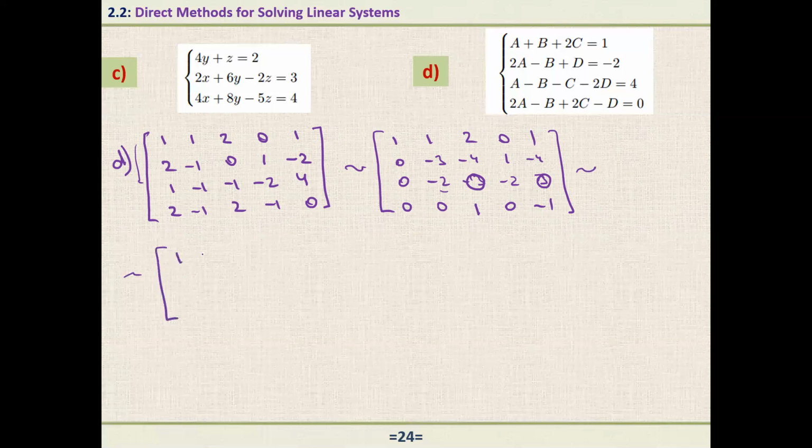Let me rewrite this. All right. Here we have 1, 1, 2, 0, 1, 0. Multiply them by negative 1, 3, 4, negative 1. It is 4. Here, the third row multiplied by negative 1 over 2. So here we have 0, 1, 0, 1, 0. And here we have 0, 0, 1, 1, 0, negative 1. So this one is 1.